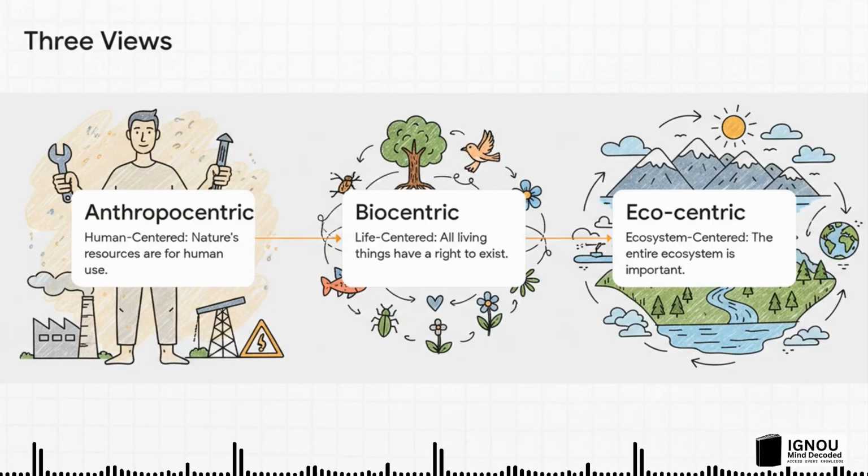So basically, there are 3 main ways of looking at this. The first is anthropocentric. That's a fancy word for human-centered. This view says humans are the most important. The second is biocentric, or life-centered. This view says all living things have value. And the third is ecocentric, or ecosystem-centered. This one says the health of the entire system is what matters most.